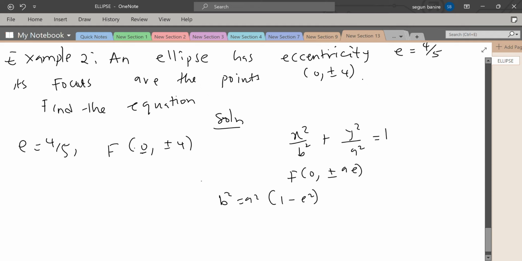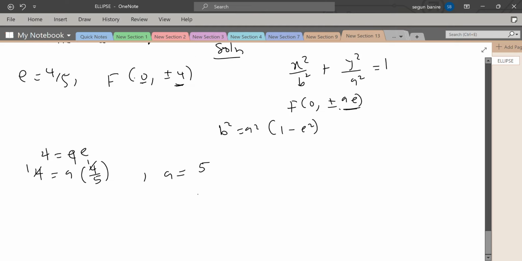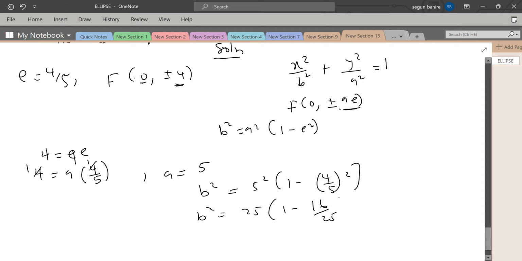How do we get a? So remember the focus was given to be 4 and the formula says focus is ae. So just say 4 is equal to ae. What is e? 4 over 5. 4 can cancel 4. This gives you 1. So if you cross multiply, a is equal to 5. Okay, so now what is b squared? It will be 5 squared times 1 minus e squared, e is 4 over 5 all squared. So you get 25 times 1 minus 16 over 25.